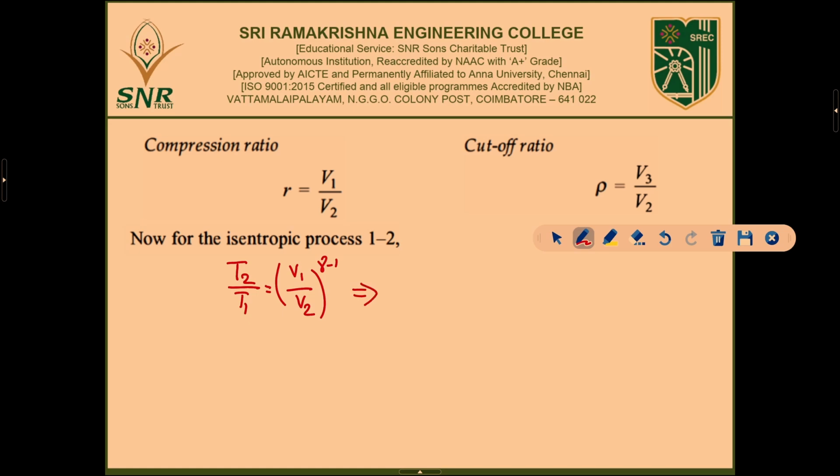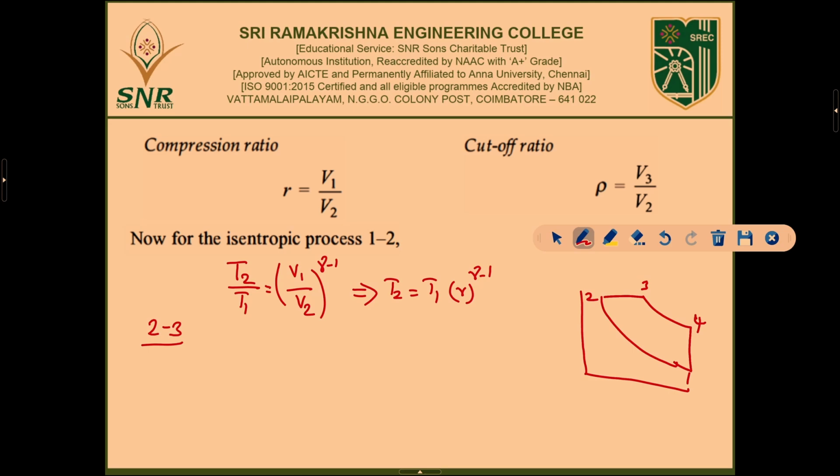We can write T2 is equal to T1 times (V1 by V2), and V1 by V2 is r, the compression ratio. So T2 is equal to T1 into r whole to the power of gamma minus 1. You can keep this for process 1 to 2. In the same way, process 2 to 3 is the constant pressure process. You can add the heat over here. In this constant pressure process, you should not use the relations.